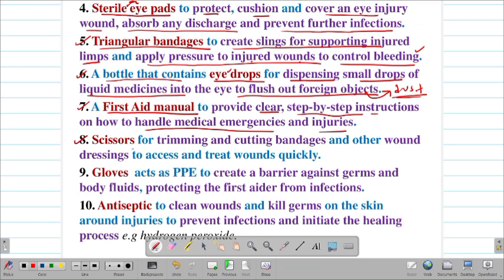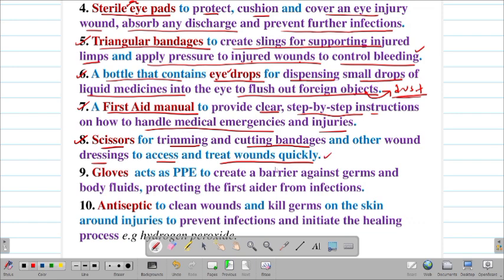Now, the eighth component of our first aid kit is what we call a pair of scissors, which are used for trimming and cutting bandages and other wound dressing to access and treat the wounds easily. So when you use a pair of scissors, you can trim or reduce the size of a bandage or cut the bandage so that whoever wants to perform the first aid can easily access those particular wounds for medical attention.